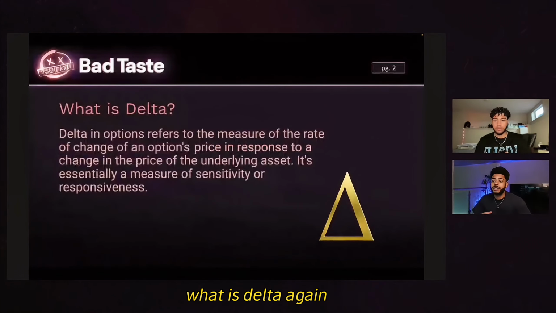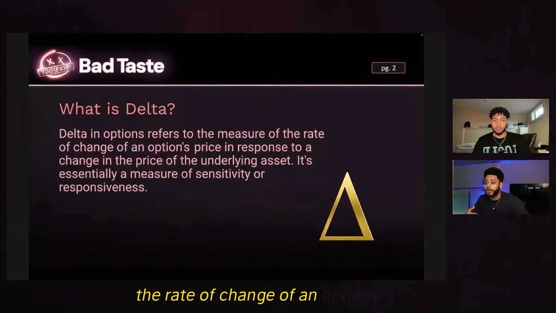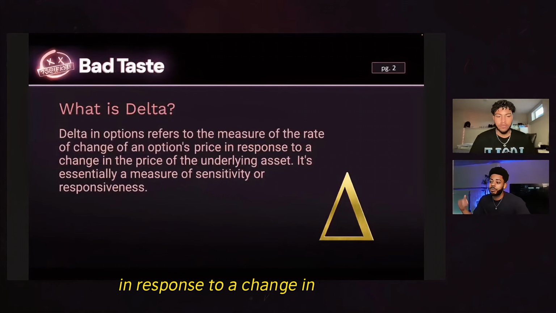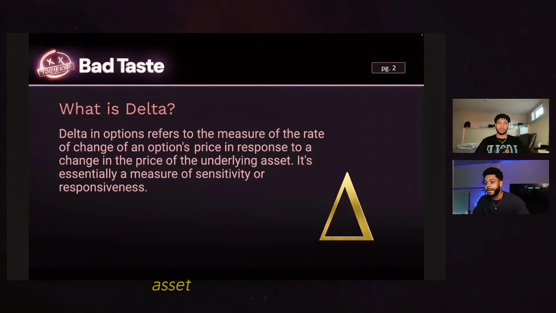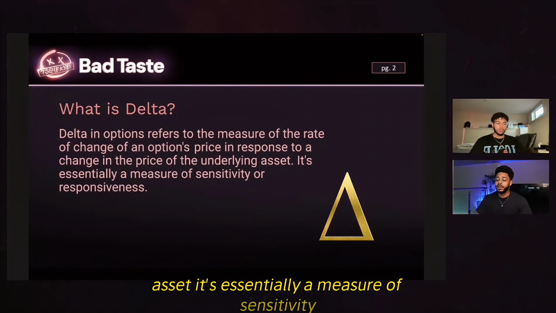What is delta again? Delta in options refers to the measure of the rate of change of an option's price in response to a change in the price of the underlying asset. It's essentially a measure of sensitivity or responsiveness.